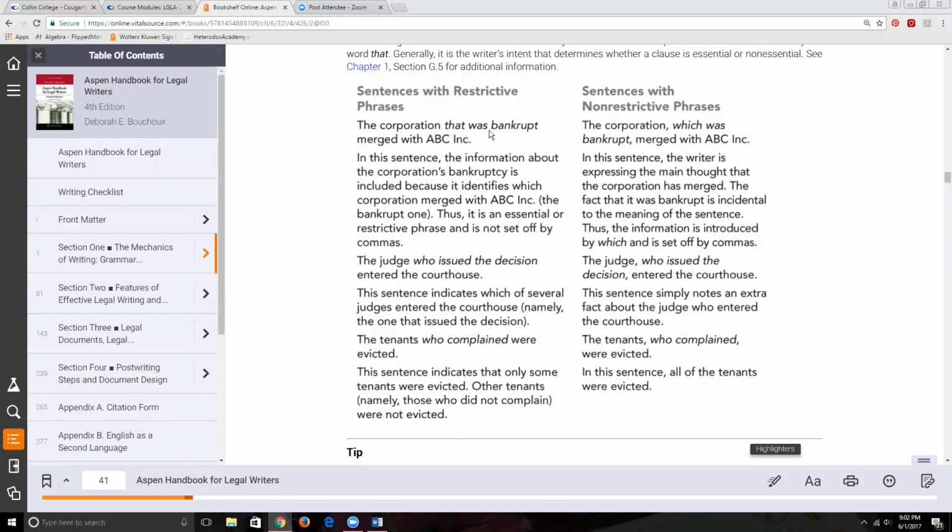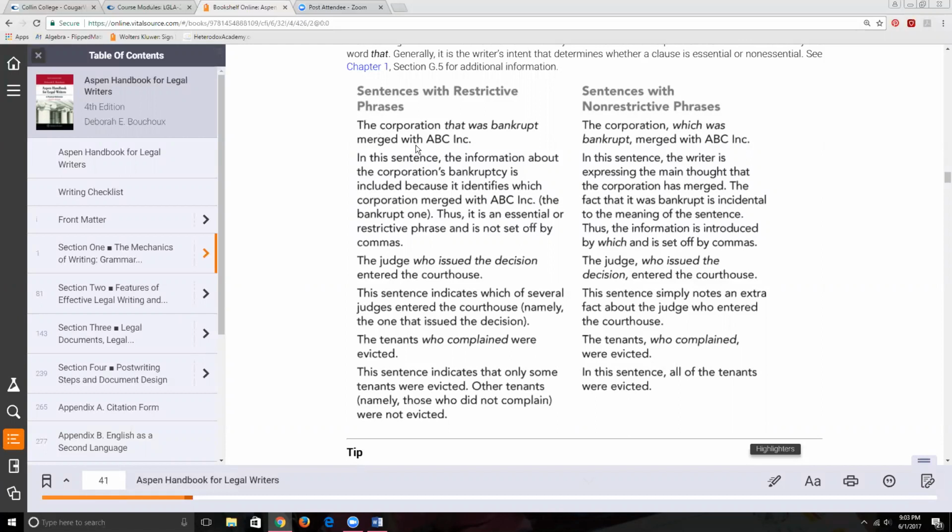The company that was bankrupt merged with ABC Incorporated. Okay, so there might be several different companies that we've been talking about above this sentence. And now we're going to focus on one of those several companies, and we're going to tell you which one. We've been talking about 4 companies, but now we're just going to focus on the one that's bankrupt. And let me tell you what that one did next. That one merged with ABC.